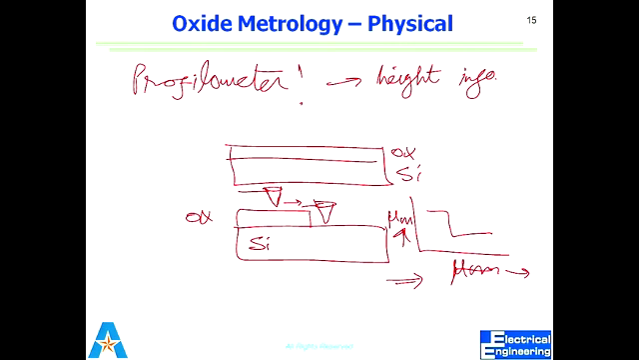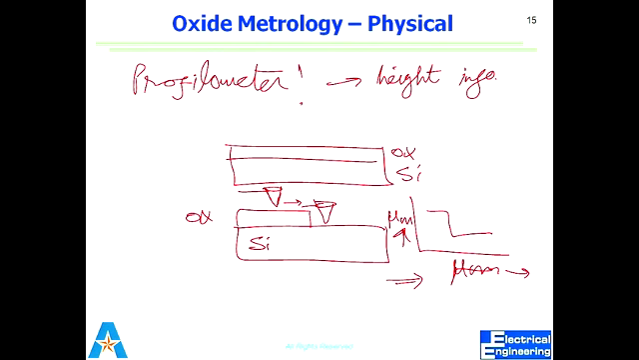By using the profilometer, it actually goes along the surface. So when there is a jump, it will show you that there is a jump. It actually plots the topography. So when it gives you the topography in this way, you can find, okay, this is the thickness of my oxide.